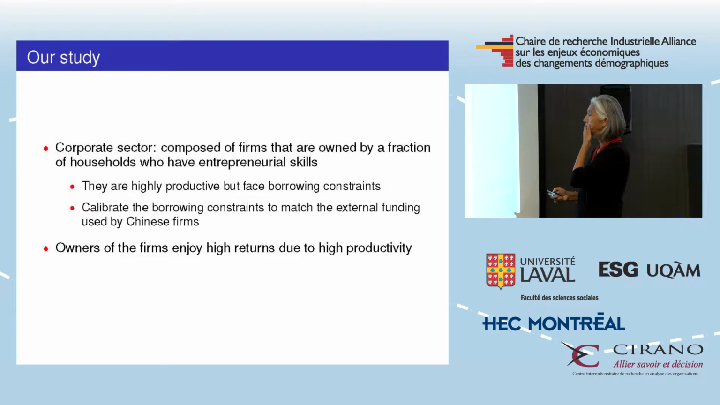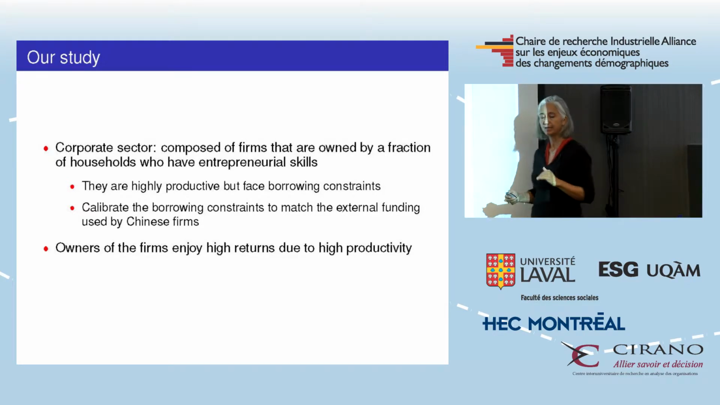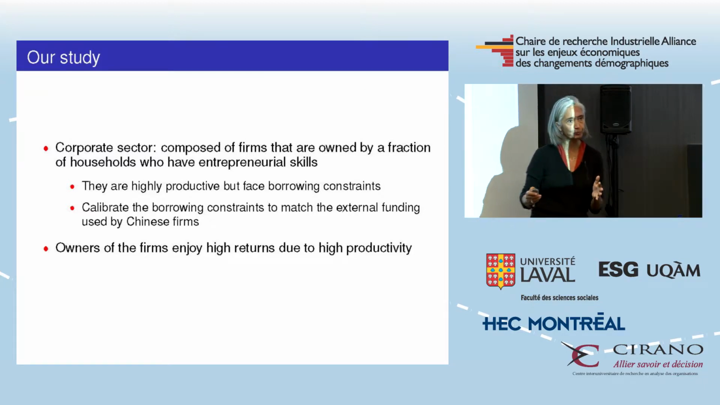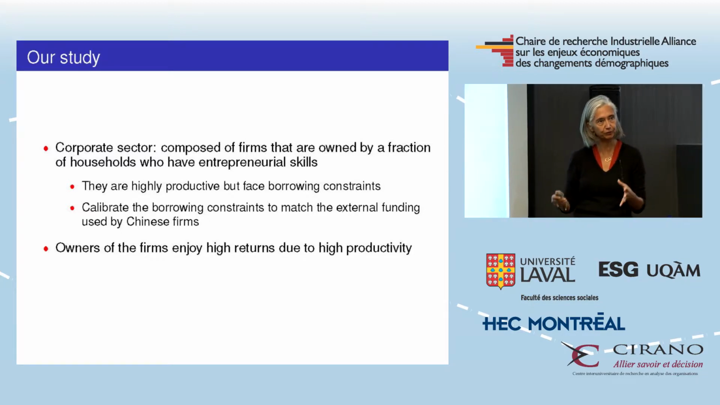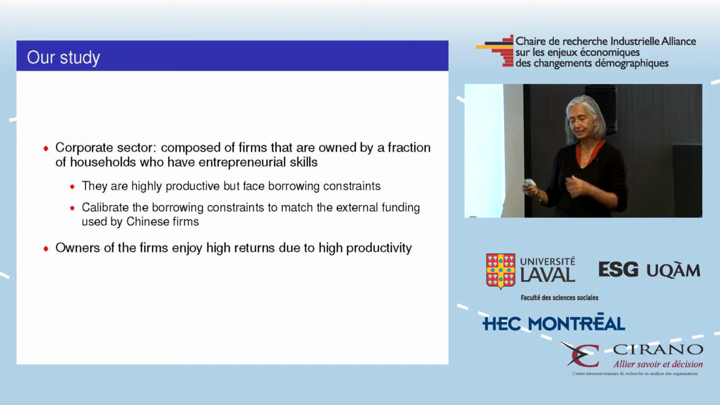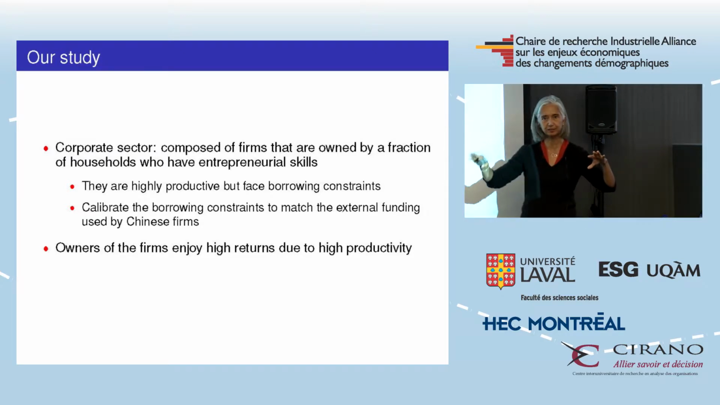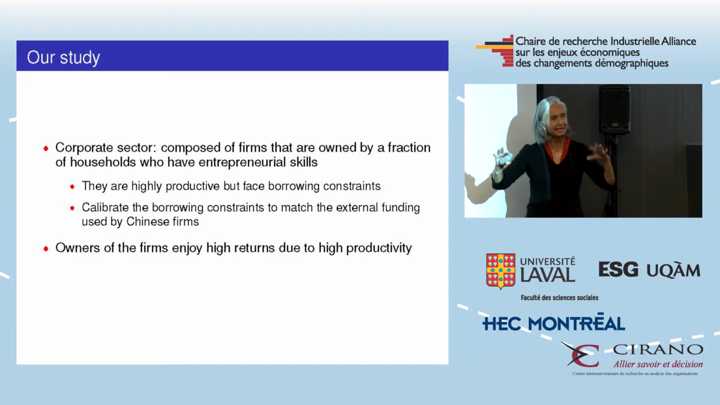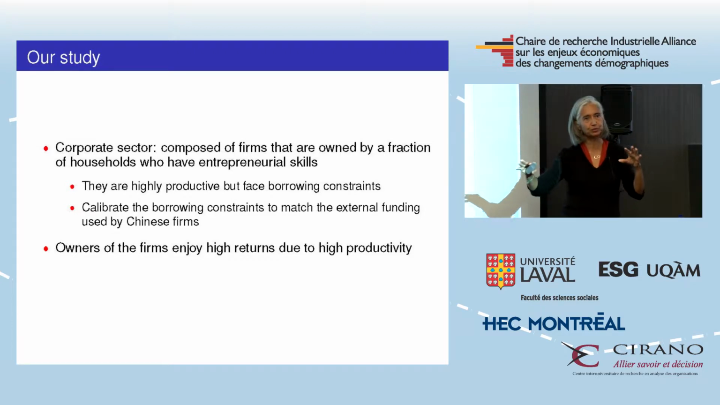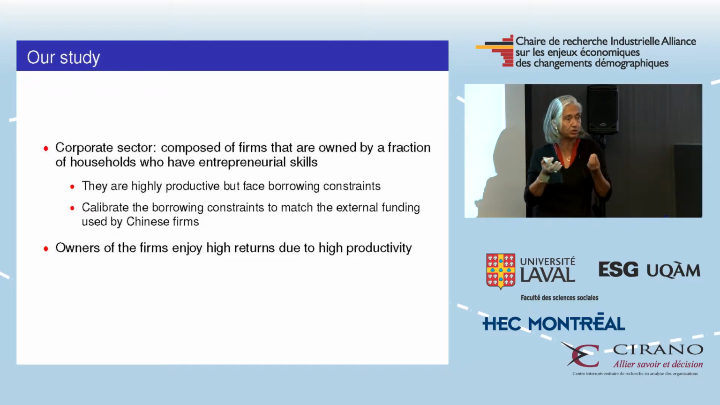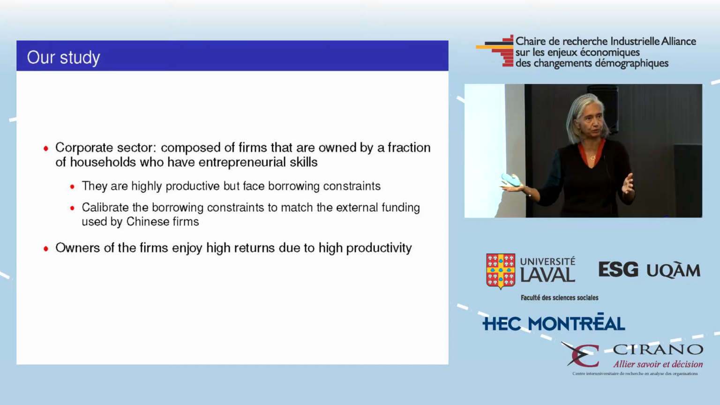And the corporate sector is going to be composed of firms that are like entrepreneurial firms. But usually in these models of entrepreneurial firms, people would have one regular sector and then an entrepreneurial sector that face borrowing constraints. Instead, we are going to simplify that. We are going to say there's one set of firms that are held by a fraction of households. They all face borrowing constraints.